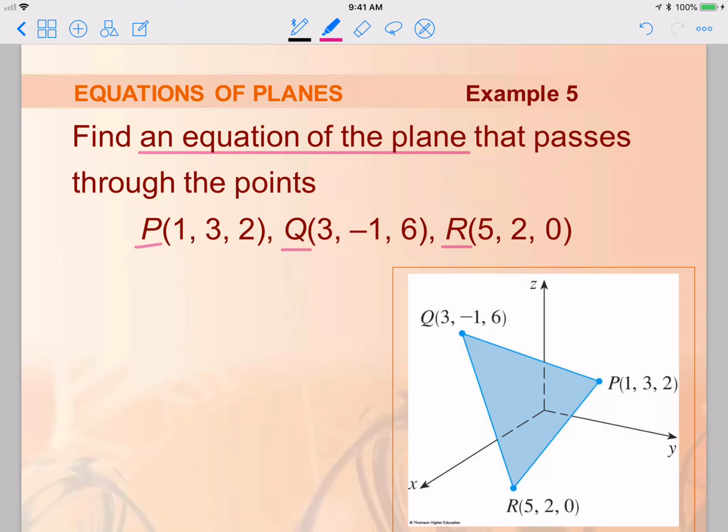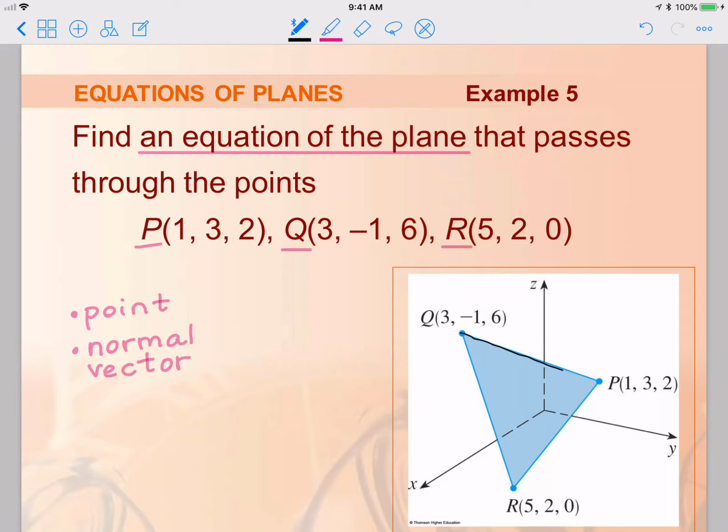Now here's the deal. Remember, what information do we need in order to give the equation of a plane? We need a point on the plane, and we need a normal vector to the plane. So what will give us a normal vector?